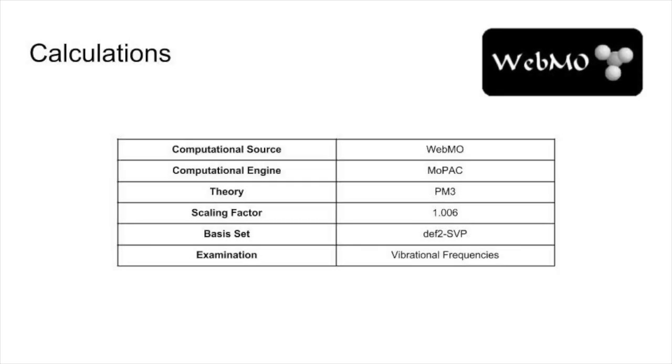To see the effect of nearby atoms on the IR spectra of the hydroxyl group, we decided to test different types of alcohols. We use an increasing chain of alcohols as well as a branched and cyclic molecule. To determine the vibrational frequency in the IR spectrum, we used WebMO as our computational source, MOPAC as our computational engine, PM3 as the theory, a number of 1.006 as the scaling factor, Def2 SVP as the basis set, and vibrational frequencies as the examination.